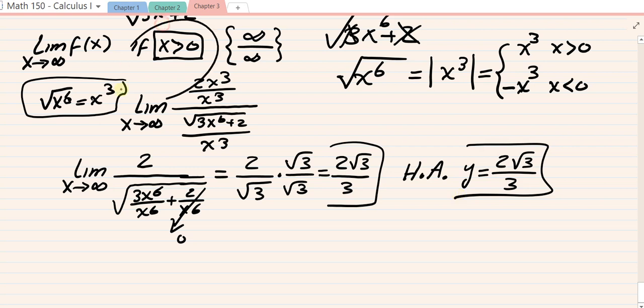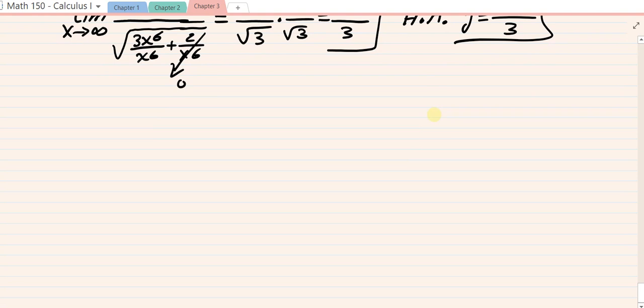We need to look at the case where x is now going to be less than 0, and see how this is going to go. So I'm going to do that for x less than 0 now. We're going to find the same limit, when x is less than 0.